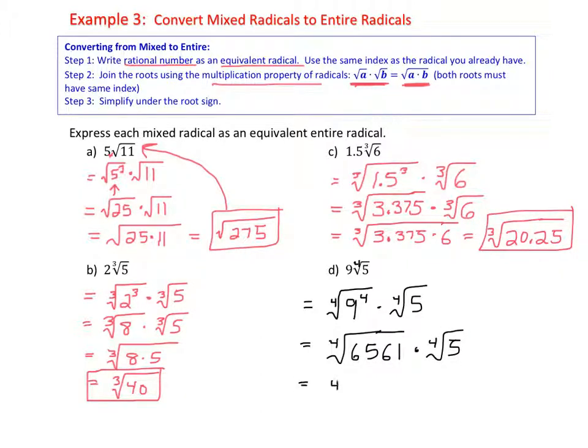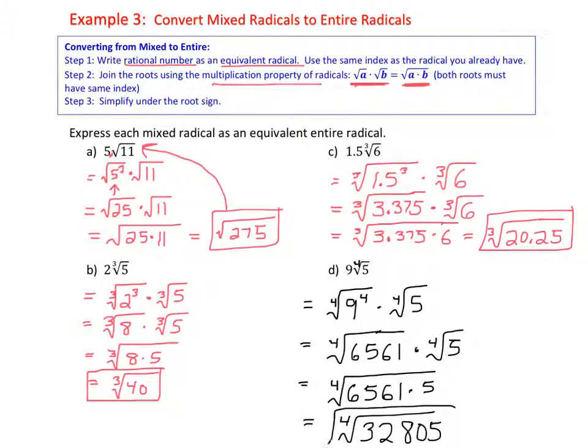And to bring it all together under one root, we're going to have the fourth root of 6,561 times 5, and that is equal to the fourth root of 32,805 as our equivalent root. That would be equal to 9 times the fourth root of 5. Just a quick note, make sure that you're writing the index on all the roots all the way through the question, and not to forget to write that index there, because we always have to indicate what our root is.